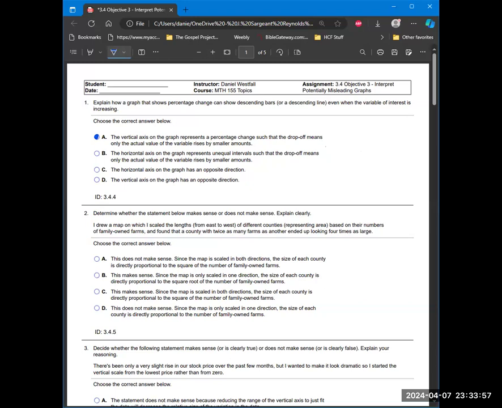The size of each country is directly proportional to the number of family-owned farms. If you had scaled it in both directions, then 2 times 2 would be 4, and you would have this expected issue that we talked about with the dollar bill in the beginning of chapter 3, where they had scaled both the length and the width and gotten the issue with that. But that wouldn't happen here if we only changed one dimension.